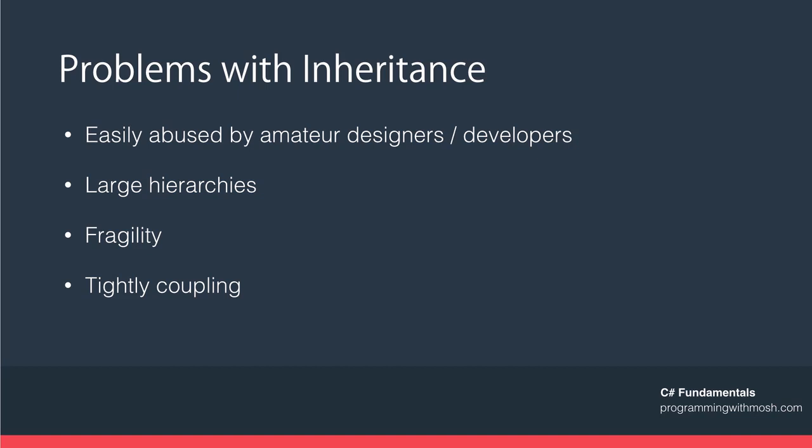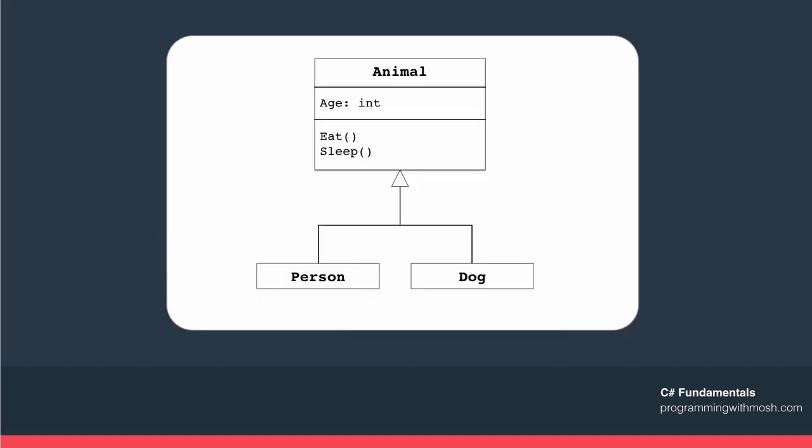Let me show you an example so you can see all these problems in practice. Imagine we are designing a game and we would like to introduce the concept of a person and a dog. Both person and dog classes can have attributes such as age, and they can have methods such as eat and sleep. So with inheritance, we can create an animal class and then derive person and dog from the animal.